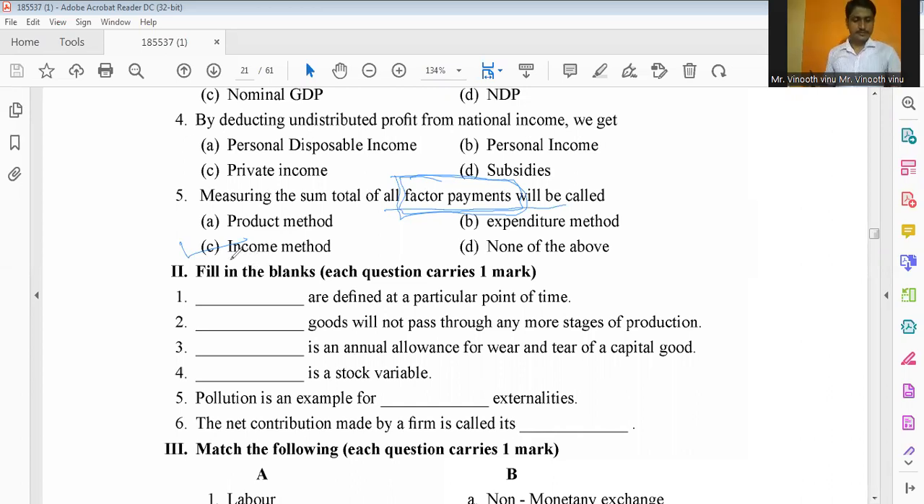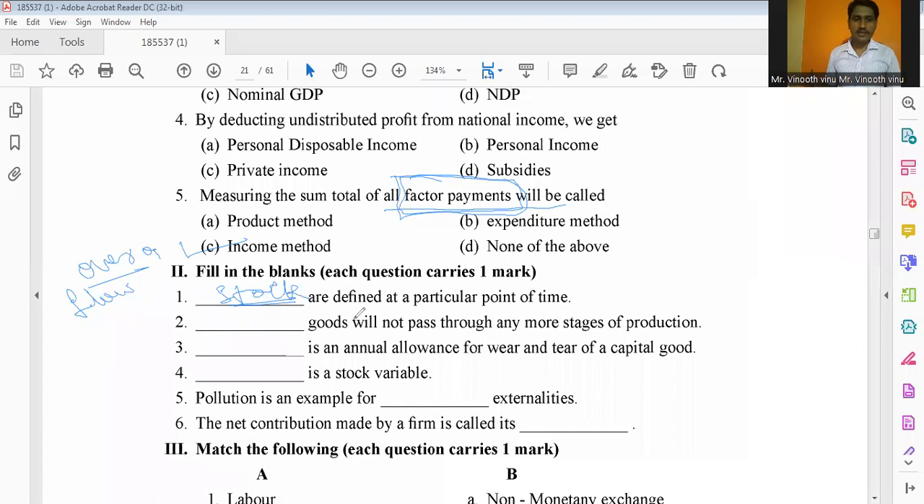Next, very important. Dash are defined at a particular point of time. Stock. Then, dash are defined over a period of time. That is clear. Two marks, important question. Dash are defined at a particular point of time. That is, stocks are defined at a particular point of time.